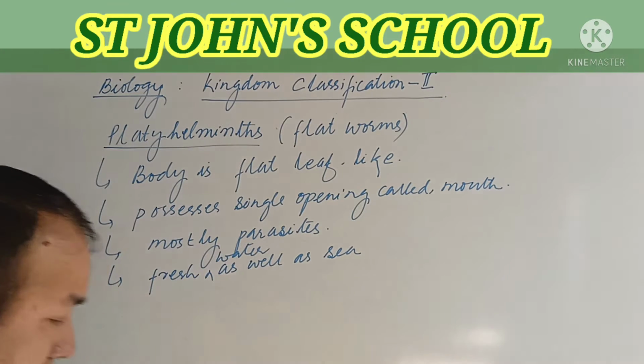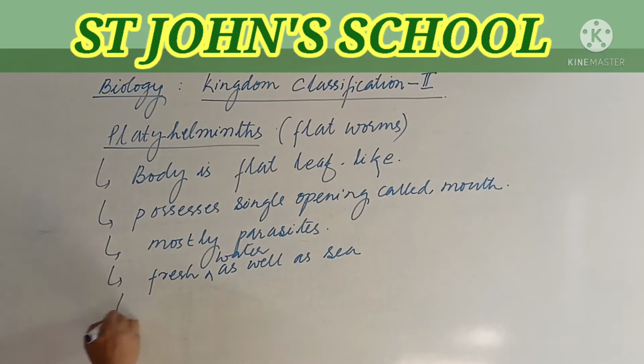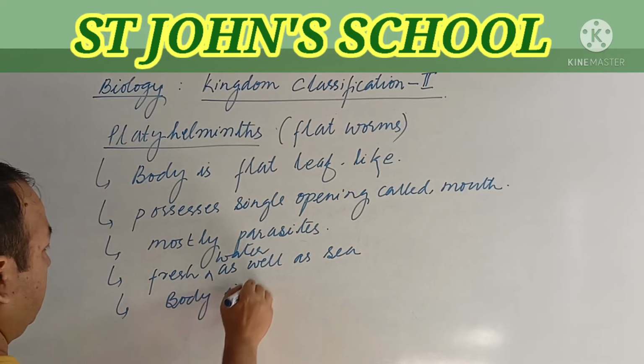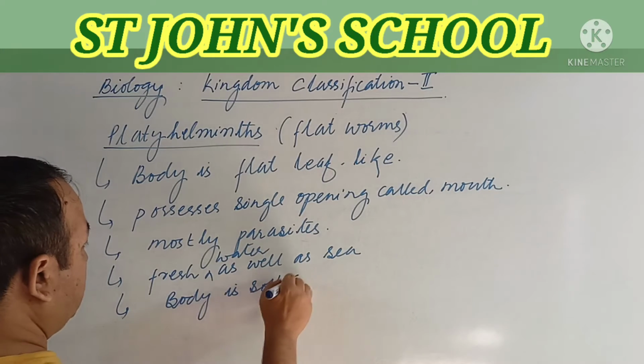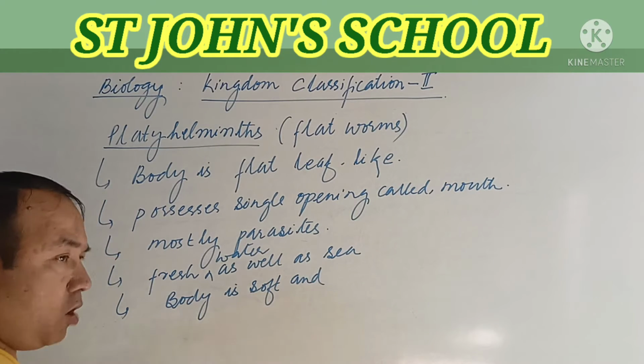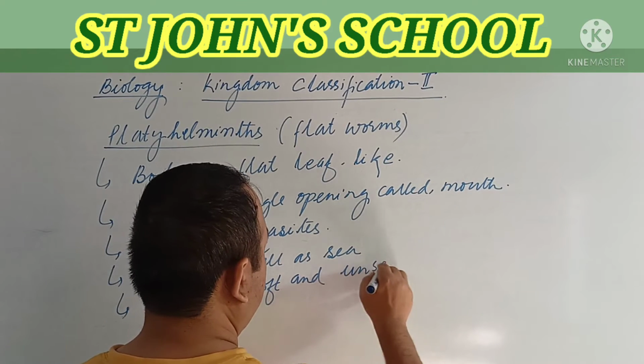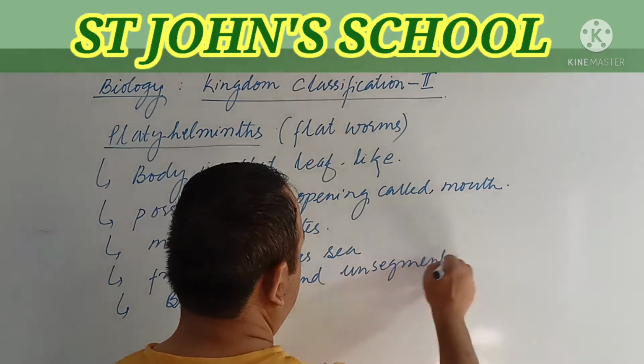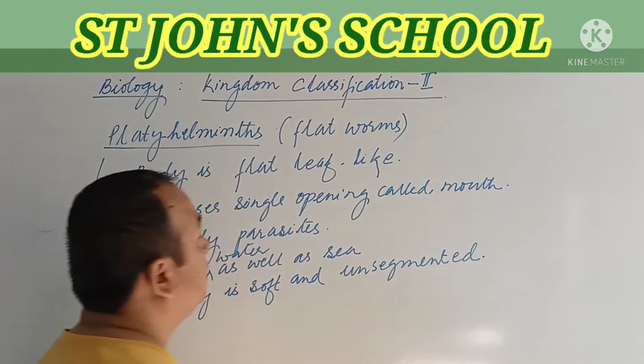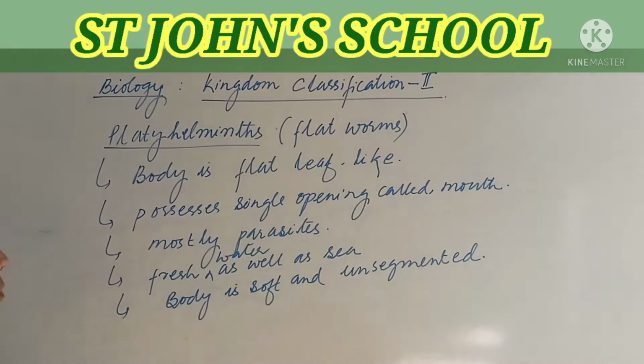And then the next point is the body is soft and unsegmented. Unsegmented means not divided. So these are the identifying features of flatworms.